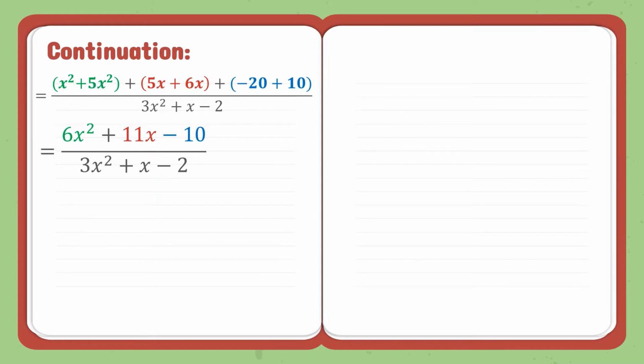answer. But this is not yet in its simplified form, so we have to apply factoring to simplify this one, and this is the process. In finding the factors, you have to do trial and error and apply the FOIL method.